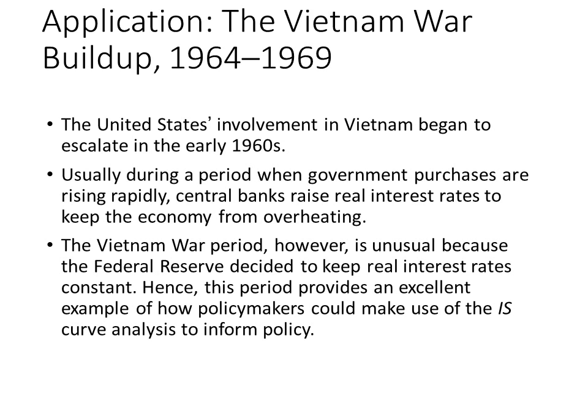So let's look at an application of policy and how it affects the IS curve in the real world. The United States was involved in Vietnam beginning in the 1960s. Usually when there's a period where you have massive government purchases or expenditures, when they rise rapidly, central banks will raise real interest rates to keep the economy from growing too rapidly, from overheating. In the Vietnam War period, however, it was unusual because the Fed decided to keep interest rates constant. And this provides an excellent example of how we can look at the IS curve and inform policy.